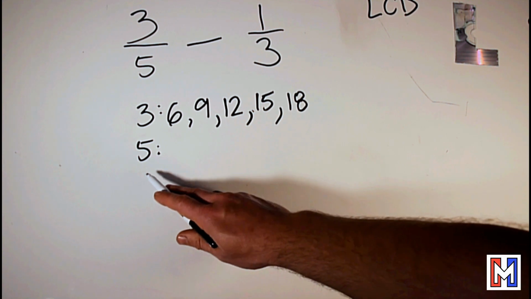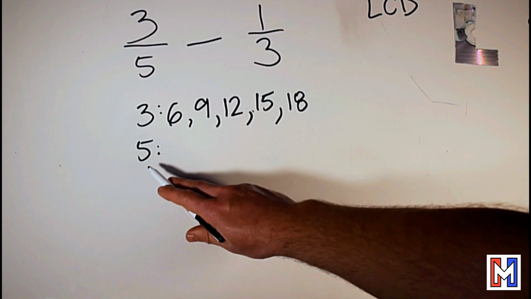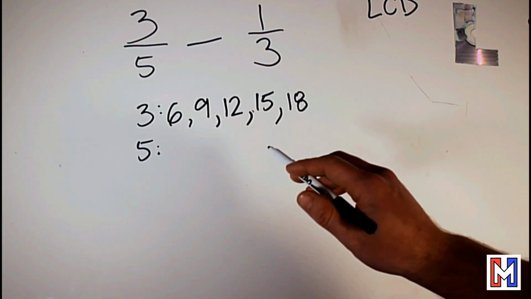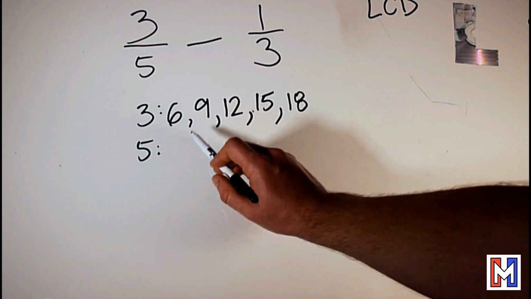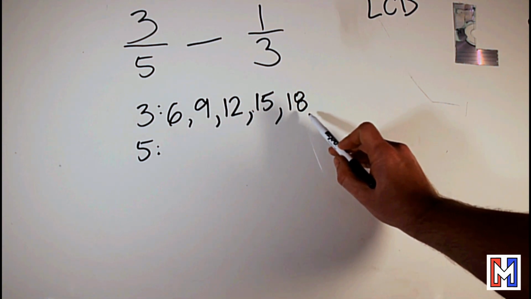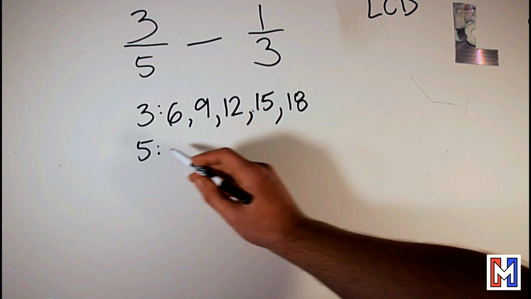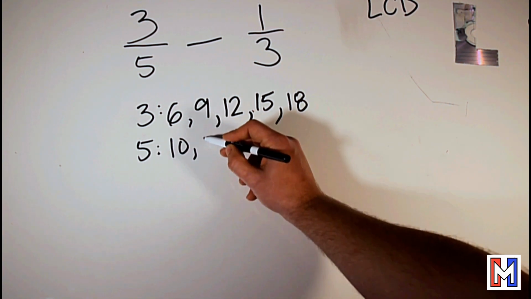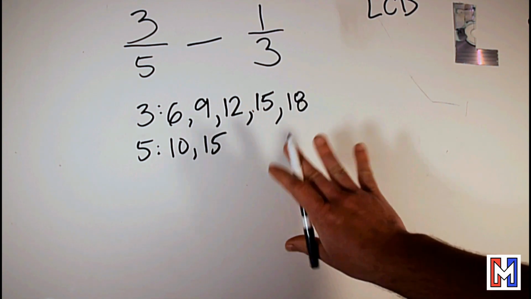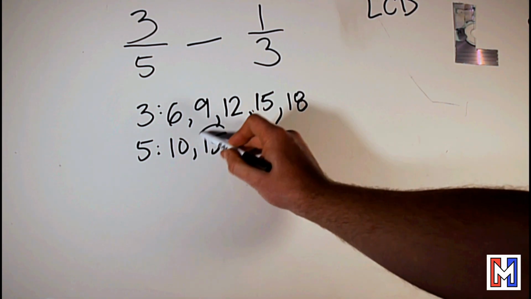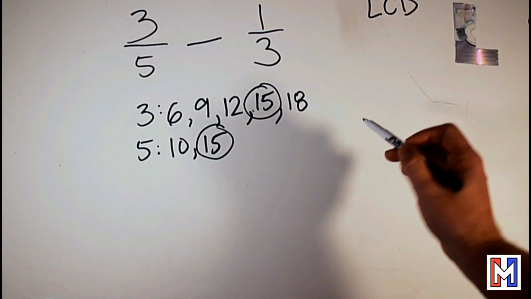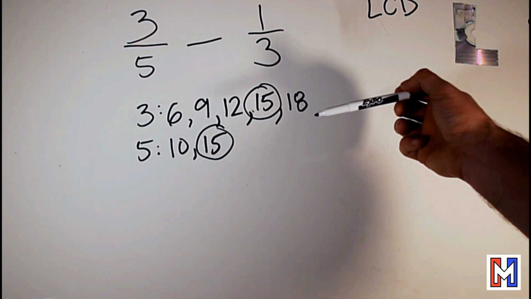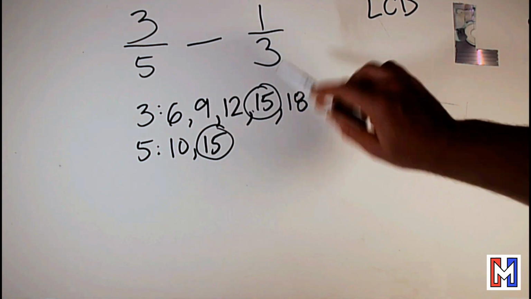Now let's go to our 5, our larger of the two denominators. And let's try to list as many multiples as we can until we find one that's common with 1 for 3. All right, so 2 5's is 10. 3 5's is 15. And right there, I notice I'm gonna stop. And I'm going to look. 15 is a common denominator. It's the least, it's the smallest number we can make that both of these can turn into.